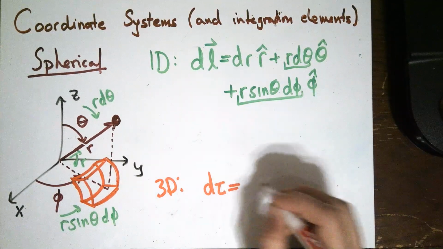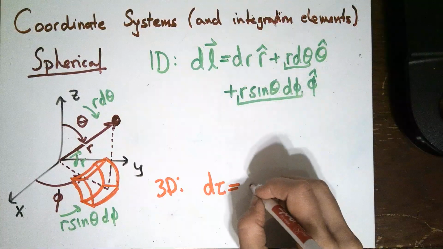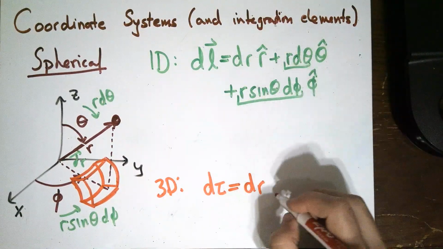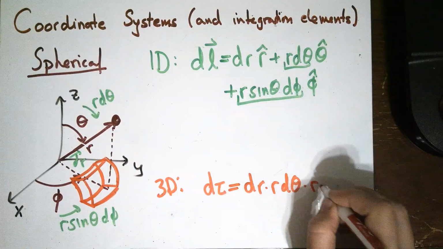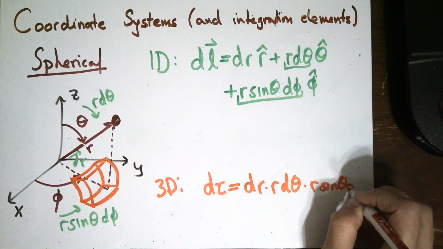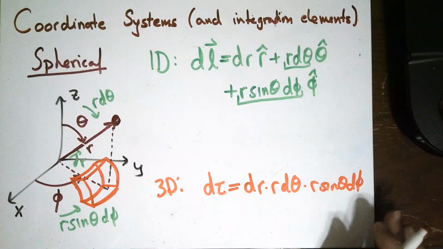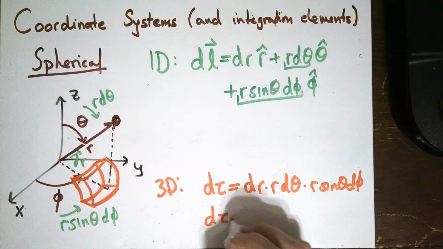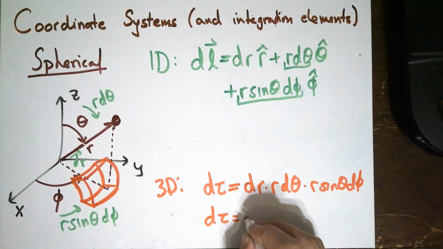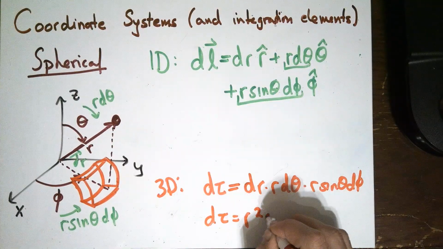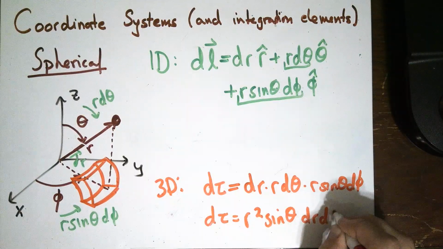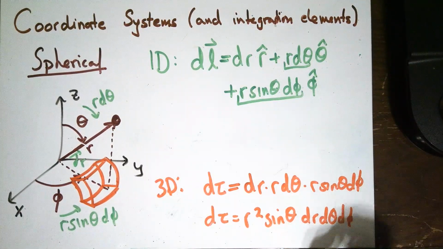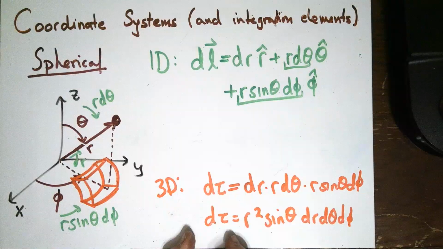So the volume element is going to be this, dr, times that, r d theta, times this guy, r sine theta d phi. And if we clean this up, gather both of these r's together at the beginning, it would be r squared sine theta dr d theta d phi, and that's our volume element.